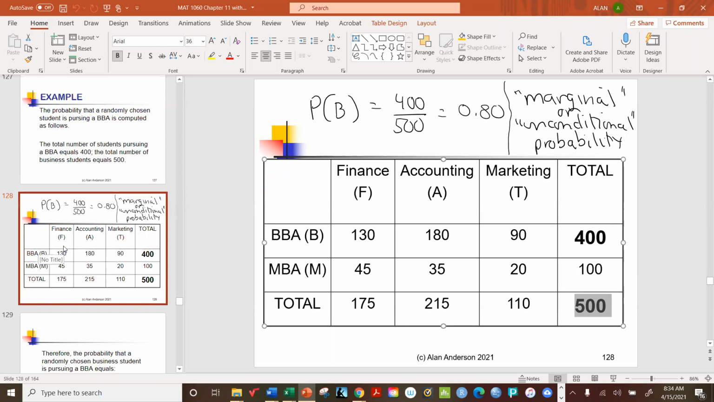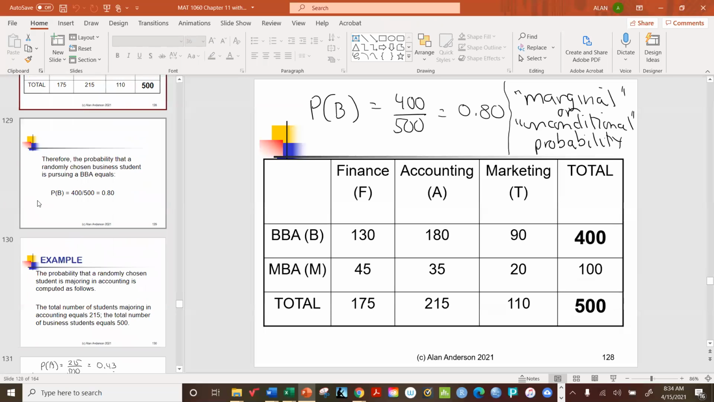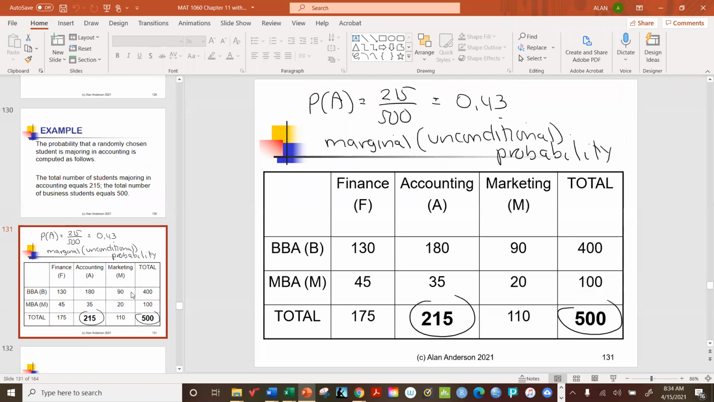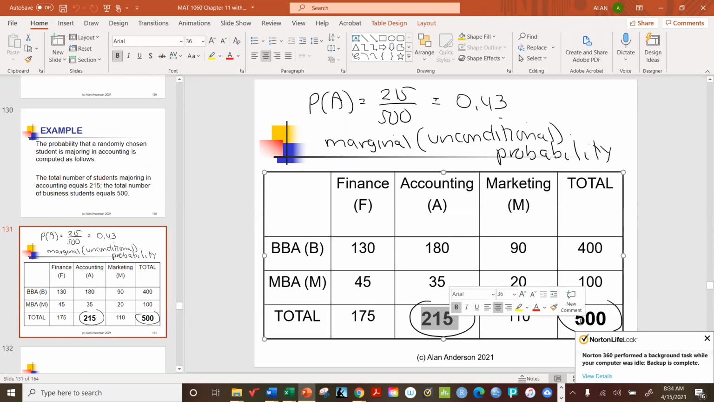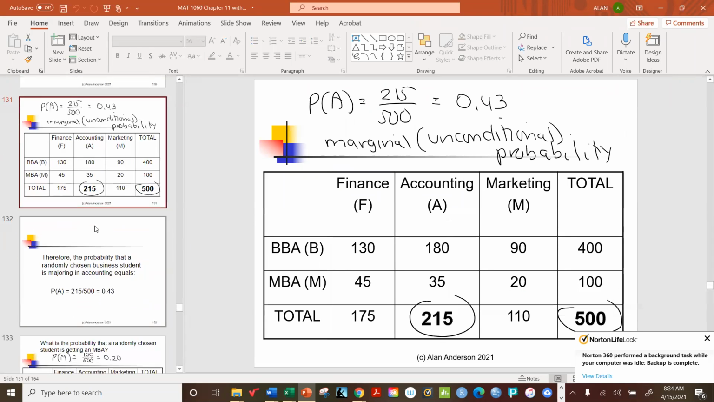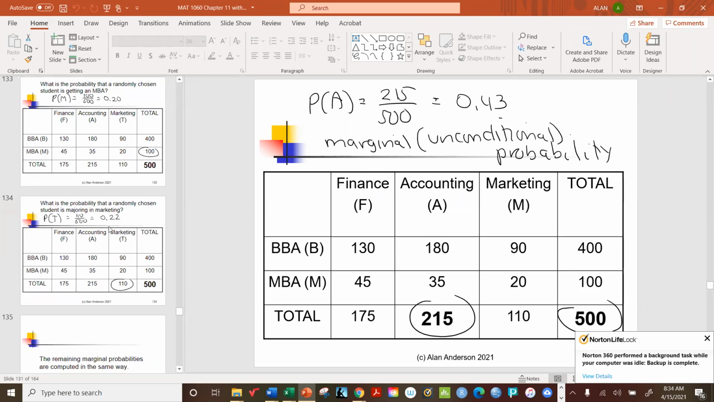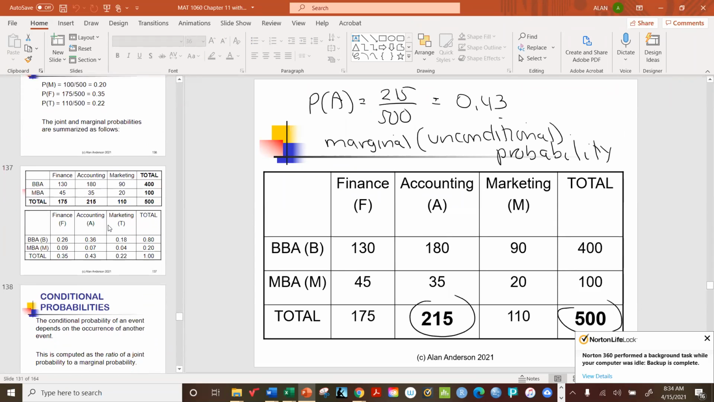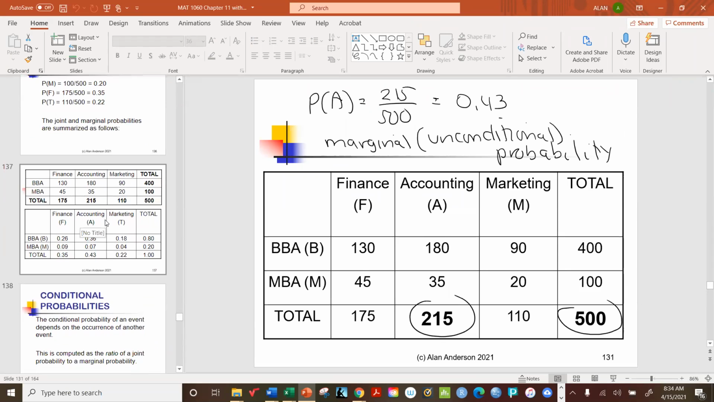All right, and so we can do the same thing with the rows and the columns. For example, we also looked at the probability that a student is majoring in accounting, regardless of whether they are bachelor students or master students. And so we ended up with 215 over 500. All right, so we still have one more type of probability to define before we can introduce our multiplication rule.